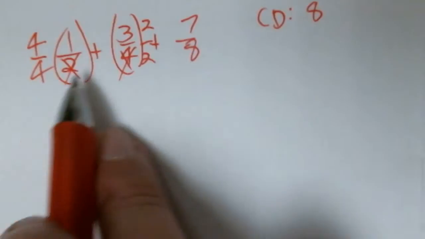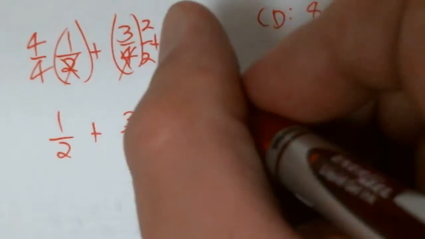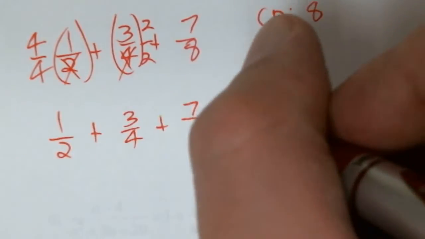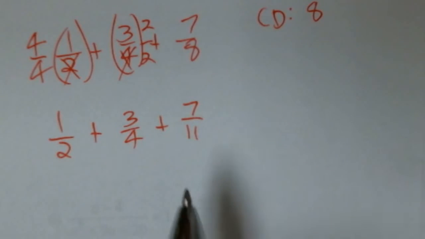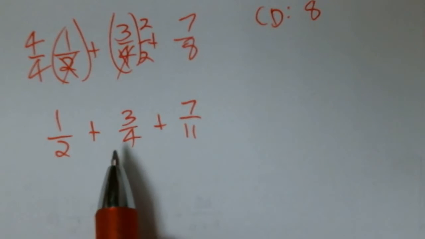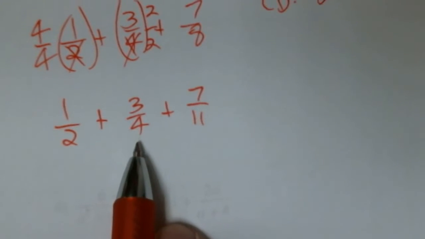Okay. Now what if I change this up? Let's keep the same fractions, 1/2 plus 3/4, but now instead of 7/8, let's change this to 7/11. Okay, now do they have anything in common? Well, neither 4 nor 2 divide into 11, but the little guy goes into the medium guy.